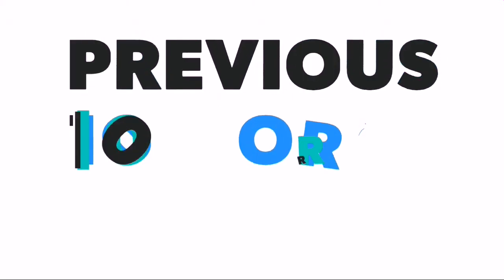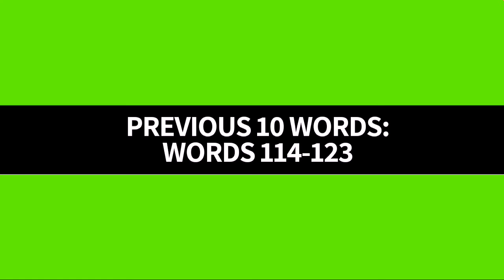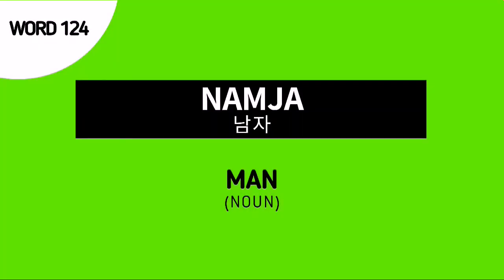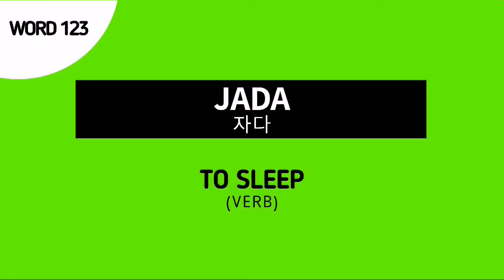Now, let's proceed to the previous 10 words recap. As of now, the previous 10 words are words number 114 to 123. But don't forget our word for today, word number 124 is namja, and this is the Korean noun for man. Word number 123 is jada. This is a root verb which means to sleep.